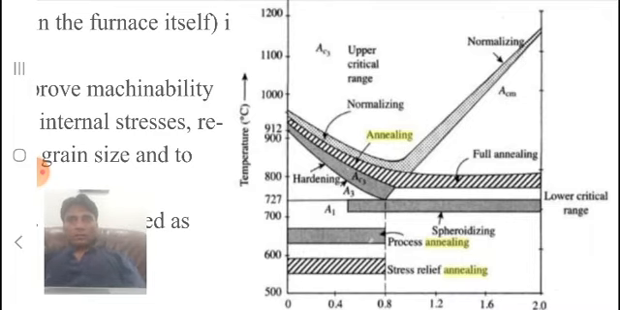That is, the dashed lines give the information about full annealing, and the dark hashed region shows the hardening process temperature, and the dotted white area shows the normalizing region. We'll discuss what normalizing is in the normalizing section.